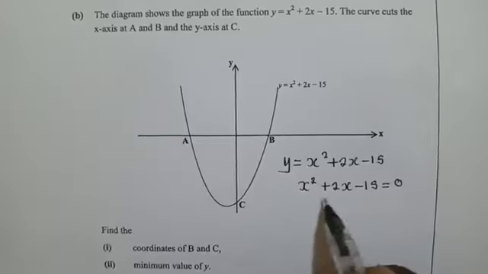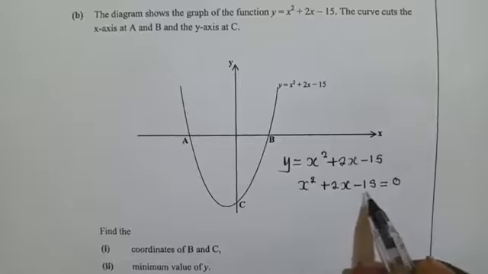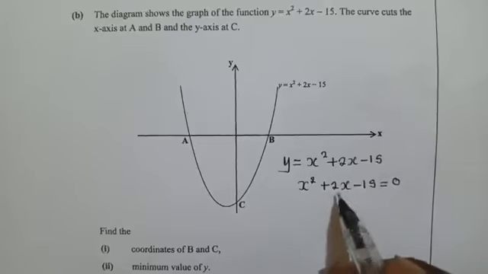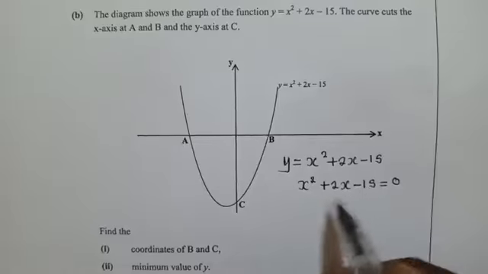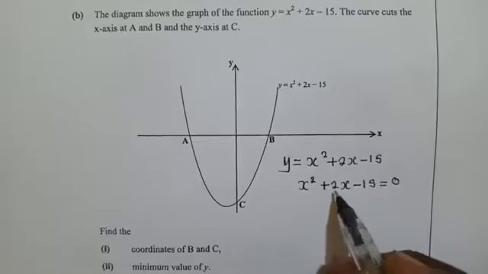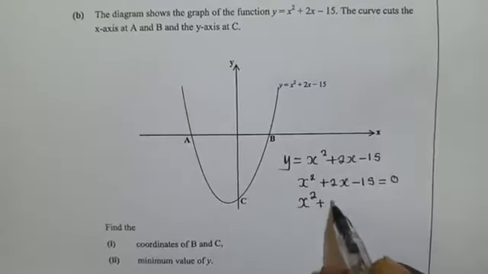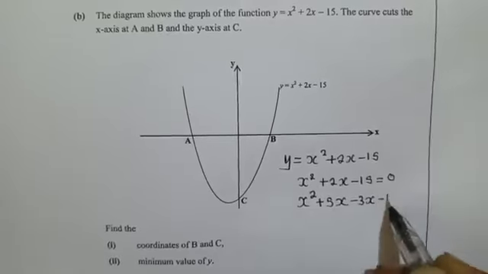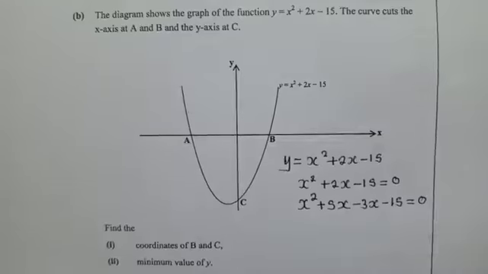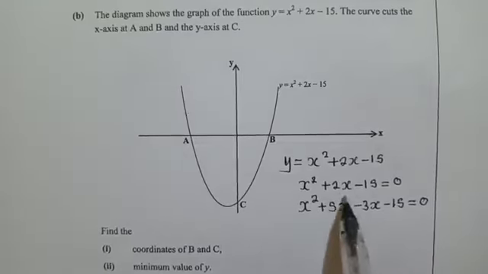So I'll use the factorization method, where I need to find two numbers such that when I multiply them, they give me negative 15, and when I add them, they give me 2. That is 5 and negative 3. Because 5 times negative 3 gives negative 15, and when I add, I get 2. So I'll write this as x² + 5x - 3x - 15 = 0. So I've substituted these factors where 2x is.